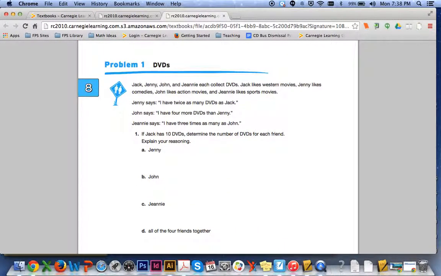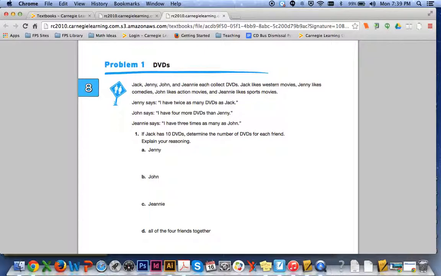It's called Problem 1, DVDs. It says Jack, Jenny, John, and Janine each collect DVDs. Jack likes Western movies, Jenny likes comedies, John likes action movies, and Janine likes sports movies. Jenny says, I have twice as many DVDs as Jack. John says, I have 4 more DVDs than Jenny. Janine says, I have 3 times as many as John.